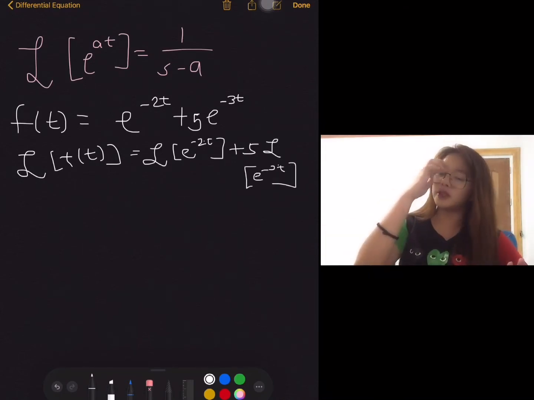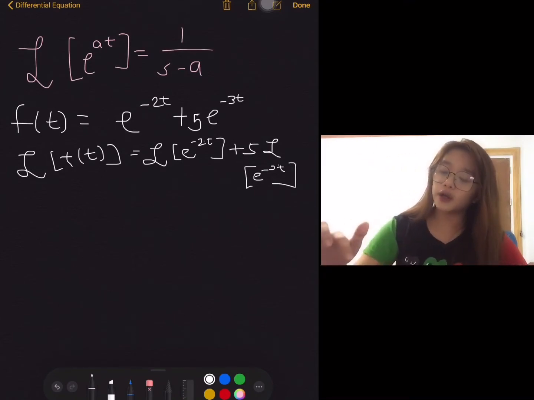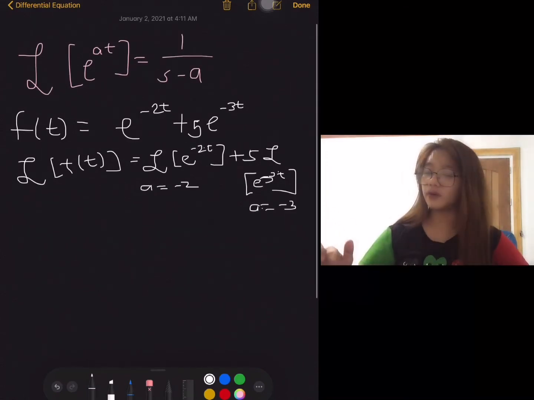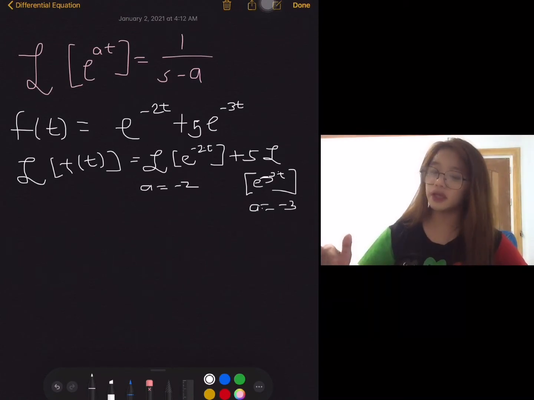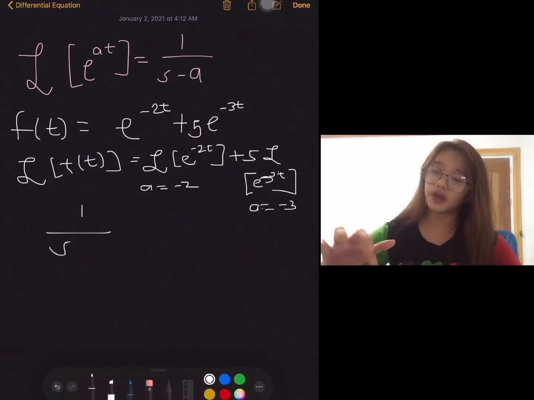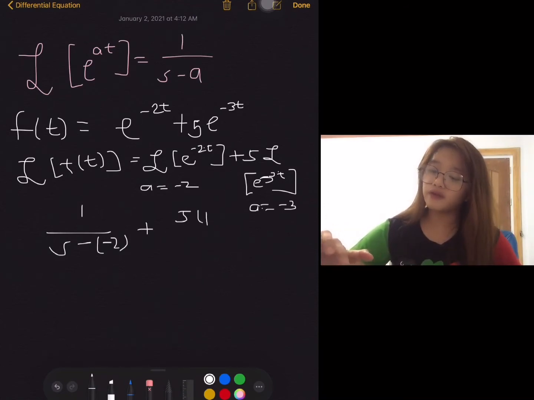So for the first term, let's determine our a. Our a is negative 2, and for the second term, we have our a as negative 3. Okay, substituting it to this one, we will arrive with 1 over s minus negative 2, plus 5 times 1 over s minus negative 3.